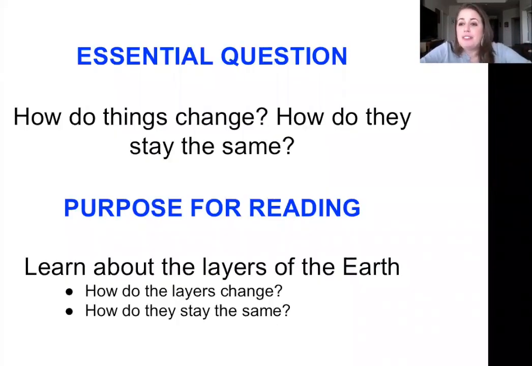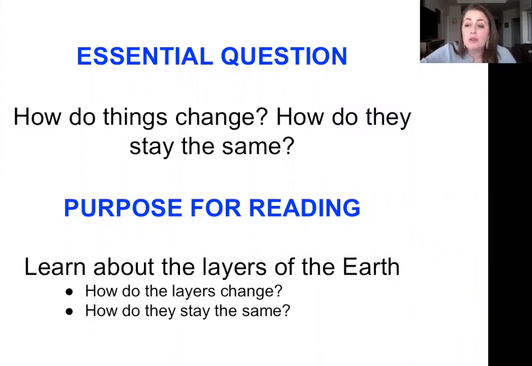Okay, so thinking about Unit 4, the one we are currently in, our big unit essential question, the one we've been working to answer all unit long, really there are 2. The first is, how do things change? And how do they stay the same? So as we continue working our way through this unit, we're going to keep those questions in mind.